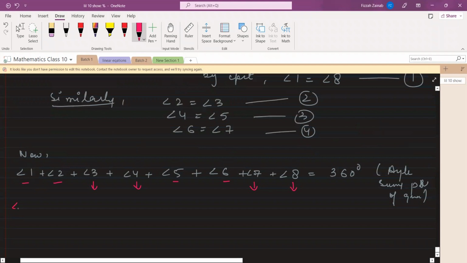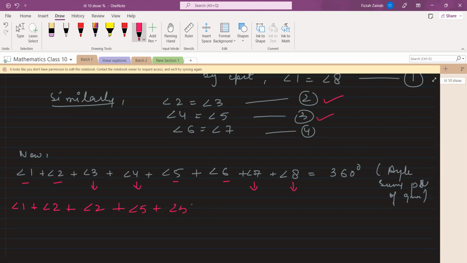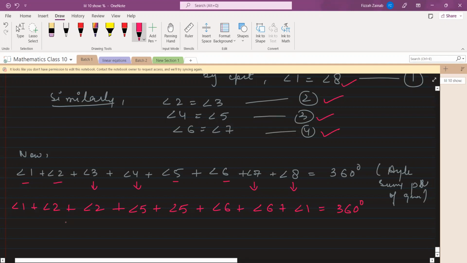Okay. So angle 1 plus angle 2 plus, now angle 3 can be written as angle 2 from here, plus angle 4 can be written as angle 5, plus angle 5, I'll not disturb, 6, I'll not disturb. Now 7 can be written as angle 6, and 8 can be written as angle 1. Right? So everything is now in terms of 1, 2, 5, 6. So there are 2 angle 1, so twice angle 1, plus twice angle 2, plus twice angle 5, plus twice angle 6 is 360 degrees.